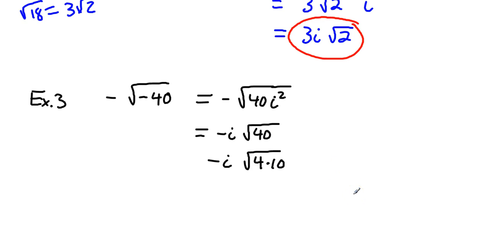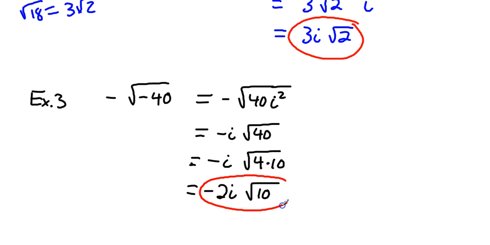Probably the easiest way is to do 4 times 10. You can take the square root of 4 and make that a 2, so that's a negative 2i square root of 10. Again, the negative out front is just the negative that's out front. You can kind of ignore it and just put in the answer.